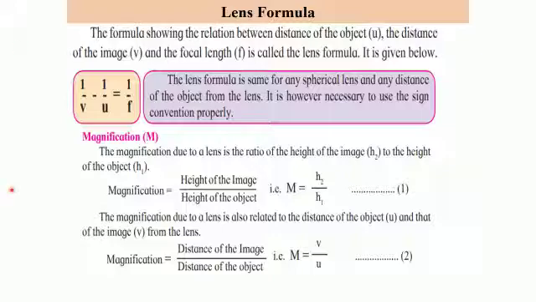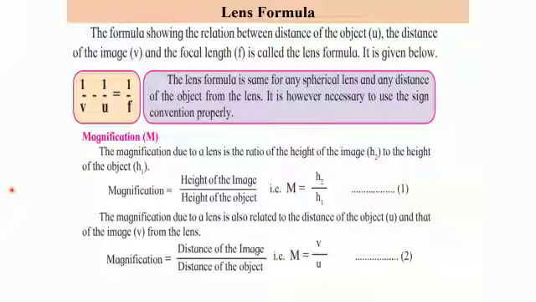Now, magnification produced by convex lenses. A convex lens can form virtual as well as real images. So the magnification produced by a convex lens can be either positive or negative. Magnification will be positive for a virtual image and negative for a real image.